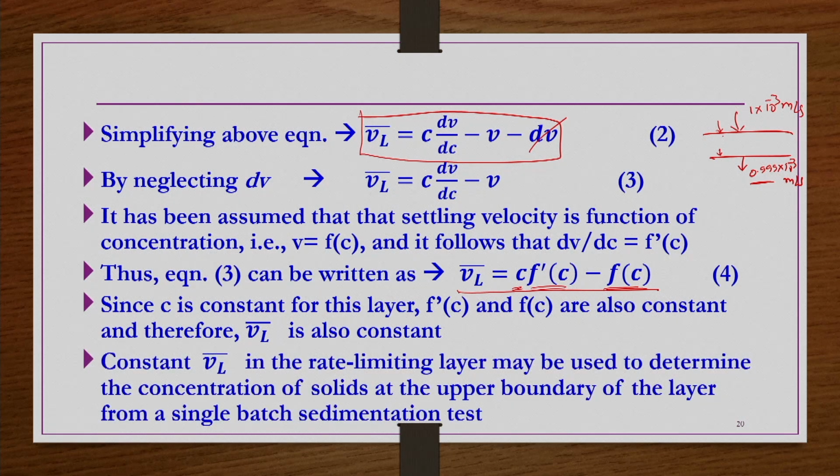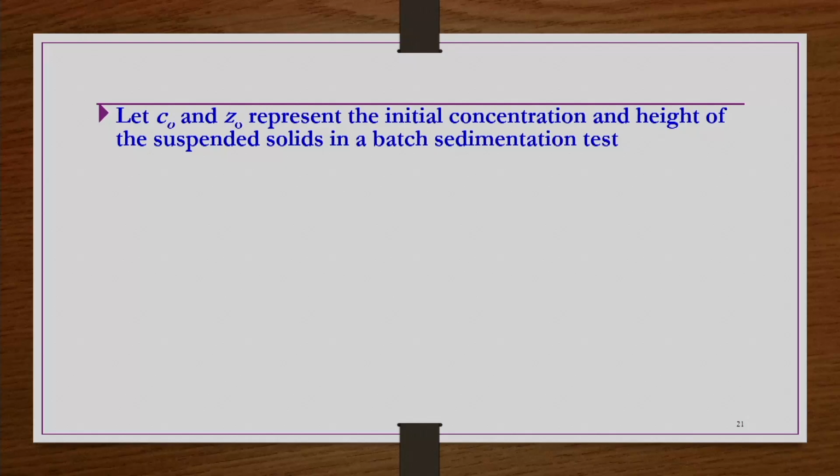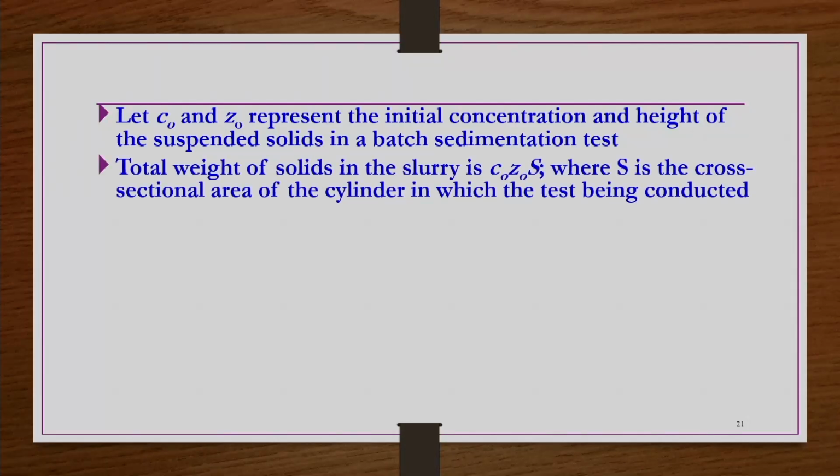Then, the constant VL bar in the rate limiting layer may be used to determine the concentration of solids at the upper boundary of the layer from a single batch test. How to do that? That we will do now. Let C naught and Z naught represent the initial concentration and height of the suspended solids in a batch sedimentation test. The total weight of solids in the slurry would be C naught Z naught multiplied by S, where S is the cross sectional area of the cylinder in which the test is being done.